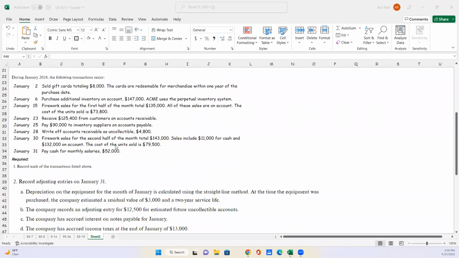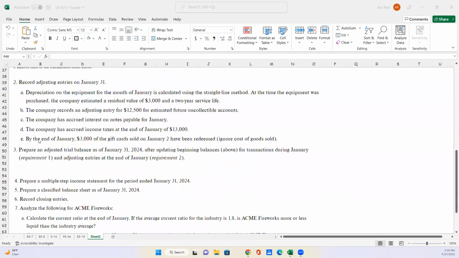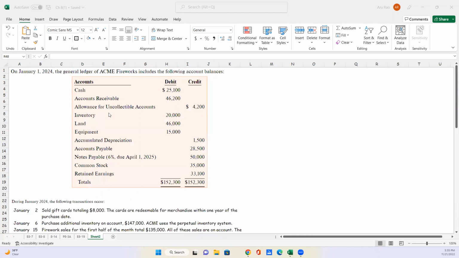We've been given the transactions for the month of January, and the first requirement is to record this in the general journal. Then we've been given 5 pieces of information and asked to do the adjusting entries, after which you prepare the adjusted trial balance, then the income statement and the balance sheet, and finally the closing entries. In this exercise, we'll also do some ratio analysis. But to get to all of that, we need to start with the very first step.